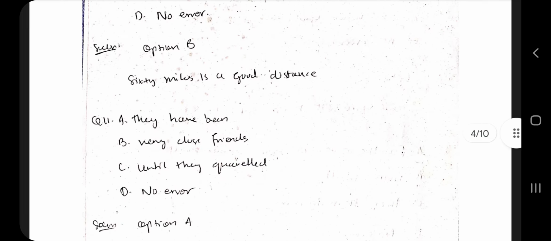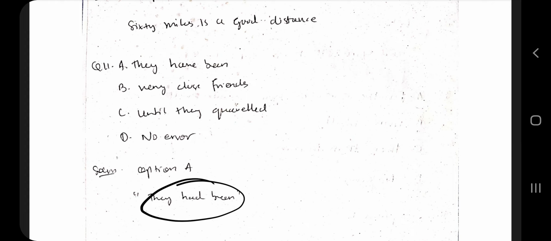The next one, they have been very close friends until they quarreled. Instead of have we should have had. They had been very good friends.